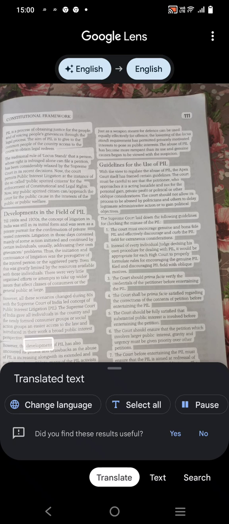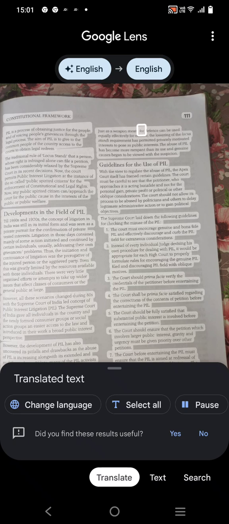However, the development of PIL has also uncovered its pitfalls and drawbacks as the abuse of PIL is increasing along with its extended and multifaceted use. Of late, many of the PIL activists in the country have found the PIL as a handy tool of harassment since insignificant cases could be filed without investment of heavy court fees as required in private civil litigation.